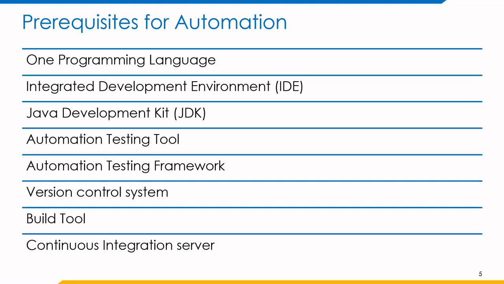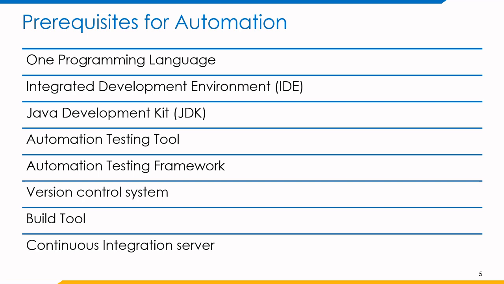Third is JDK. I am using JDK 21, but we can use any version above 1.8. From Selenium 4 onwards, JDK 1.8 or below versions are not supported. Fourth is automation testing framework. We can choose any testing framework like TestNG or JUnit for the Java language. Fifth is automation testing tool. We can use Selenium, Appium or a similar tool based on application type, for example web or mobile. I am using Selenium because I am automating a web page.